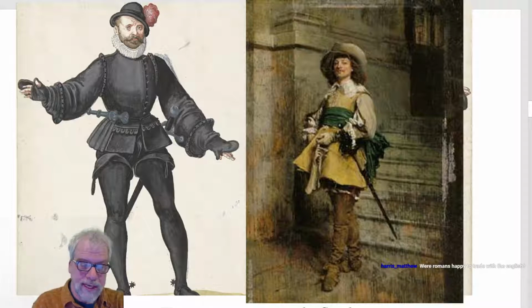Romans were happy to trade with the English. Italy was happy to trade with the English, but Italy was at this point controlled by the Holy Roman Empire. And so, again, remember, Britain was at war with the Holy Roman Empire. And so it was an attempt to sort of break away from the dependence on those regions, areas around Rome and places like that.